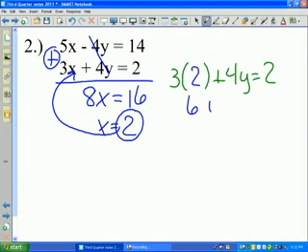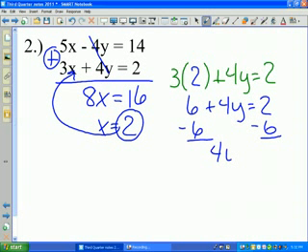So 3 times 2, that gives me 6, plus 4y equals 2. Subtract the 6 on both sides. So I have 4y equals a negative 4. So if 4y equals a negative 4, that means y equals a negative 1.